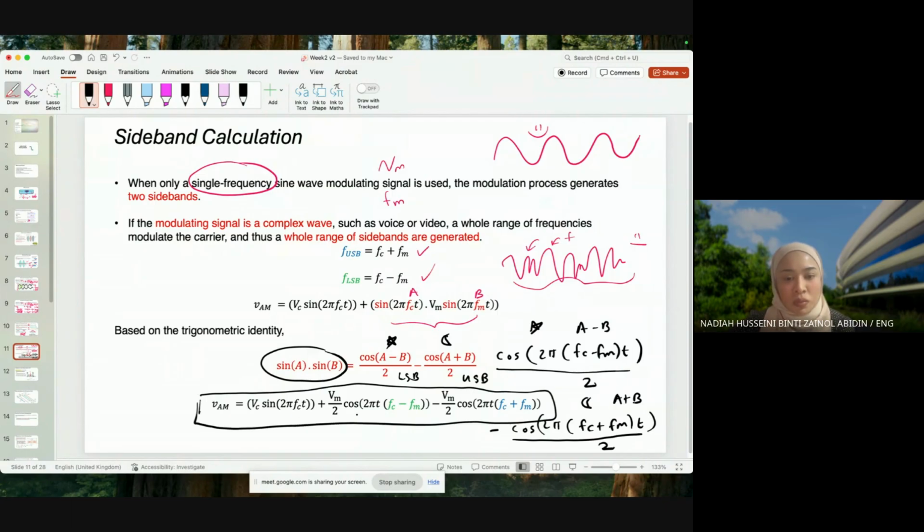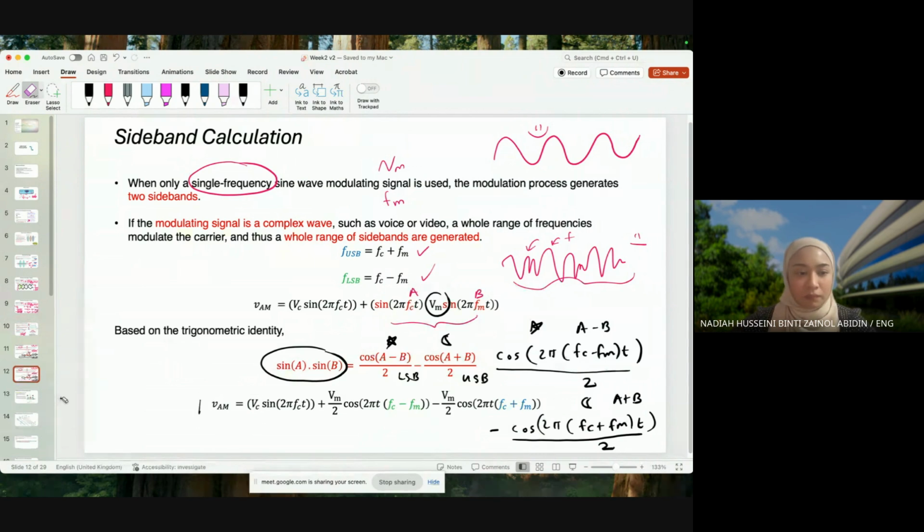This Vm over 2 minus Vm over 2 is basically this guy. This is multiplication, right? So when that happens, how do I write this? Let me duplicate this. I have duplicated this, so let me get rid of some stuff.